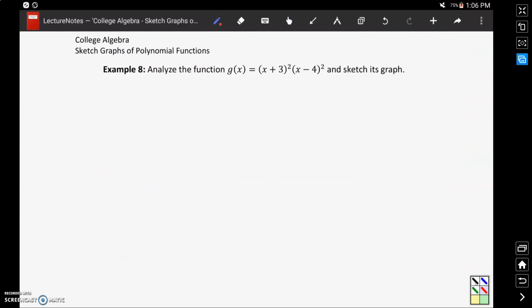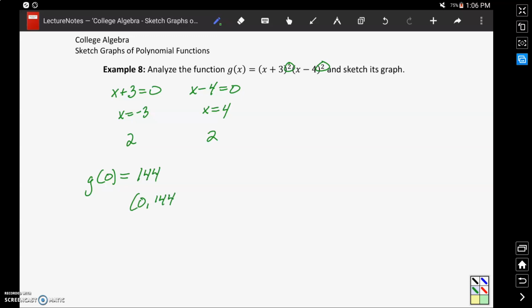For example 8, we'll repeat that same process. We'll first look at identifying all of our real zeros, which in this case will be x equals negative 3 and x equals positive 4. These both have a multiplicity of 2, since both factors are being raised to the second power. And we could evaluate g of 0 to obtain 144, meaning we have a y-intercept at 0, 144.